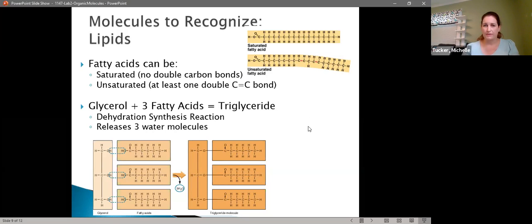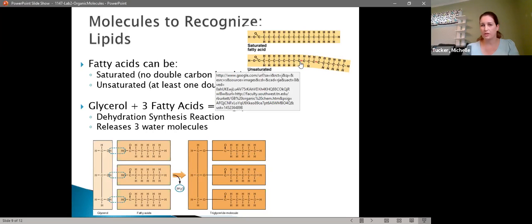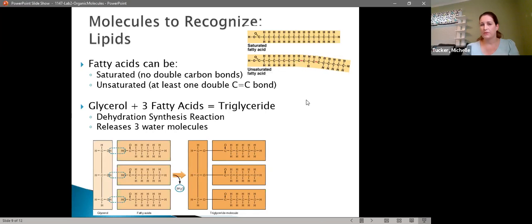Unsaturated fatty acids will have at least one carbon to carbon double bond. And so they could fit more hydrogens. So they are unsaturated. If there is one carbon to carbon double bond, it's called monounsaturated. If there is more than one, it is called polyunsaturated. And I have pictures of those too also.